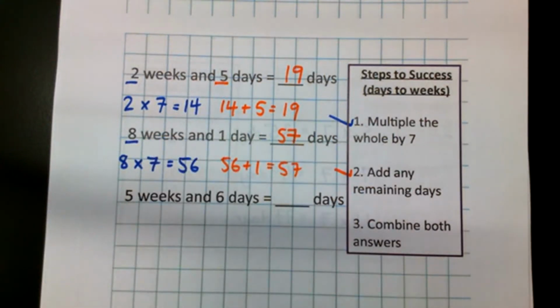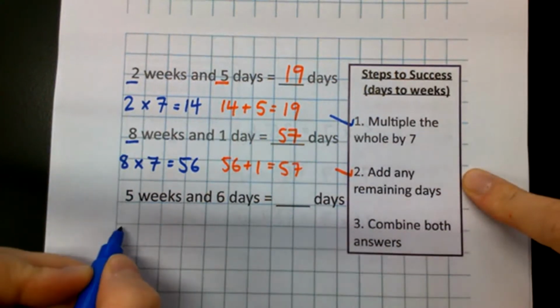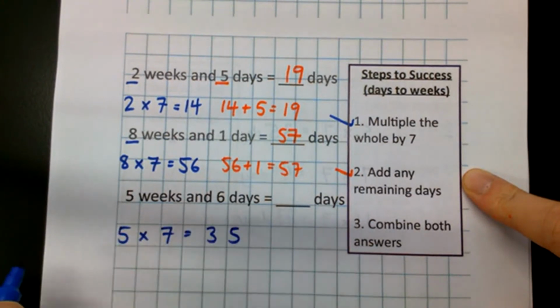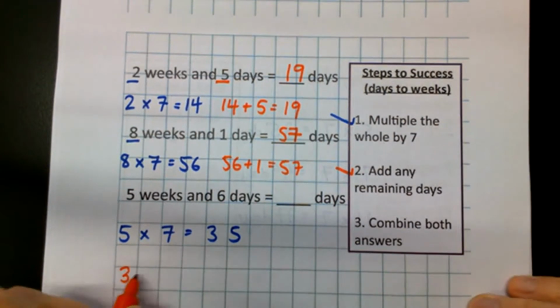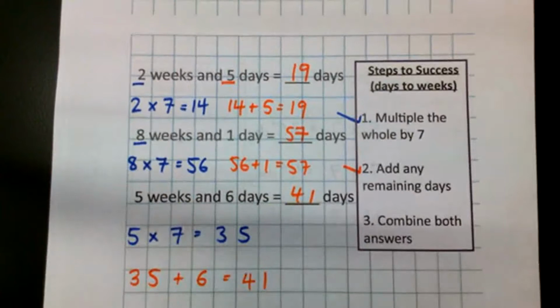All right, last one. Let's do it together. Multiply the whole by 7. Shout it out. Good. 5 times 7 equals 35. Next, I'm going to add any remaining days. Tell me what I'm adding. 35 plus 6. Great. 35 plus 6 equals 41. Brilliant.